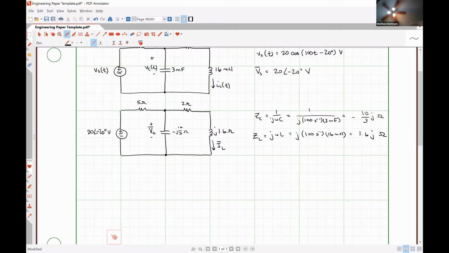Do you guys have any ideas? I do, but it might not be the best. Well, what you got? So I would do a source transformation on the 20 angle negative 20, and I would combine the 2 ohm and the inductor and just do nodal. So you're saying do a source transformation on the 20 angle negative 20 and the 5 ohm resistor, and then you would do nodal analysis.